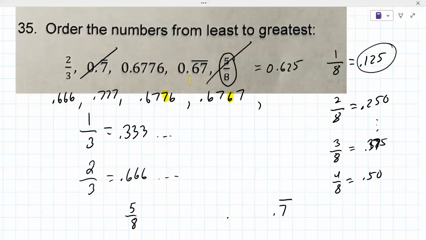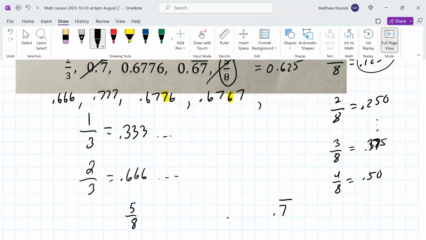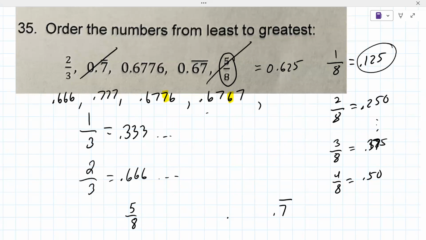So 5/8, then 2/3, and then 0.67 repeating after that, right? And this then is the correct order down here.